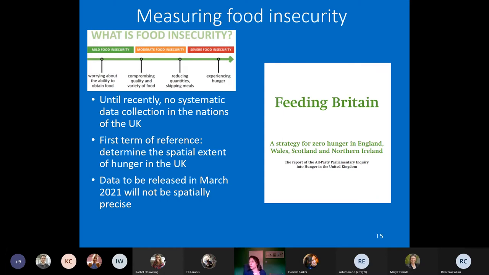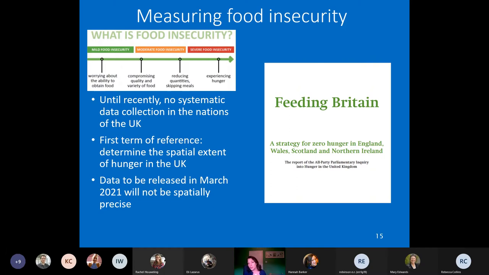There was a Feeding Britain report in 2008, and this is what kind of inspired me to do some work in food insecurity specifically. And they said what we need to do is understand the spatial extent of hunger and food insecurity in the UK, and currently we have no idea. The good news is, as of 2019, the first data were collected using the Family Resources Survey, which is administered by the Department for Work and Pensions and reaches about 20,000 households.